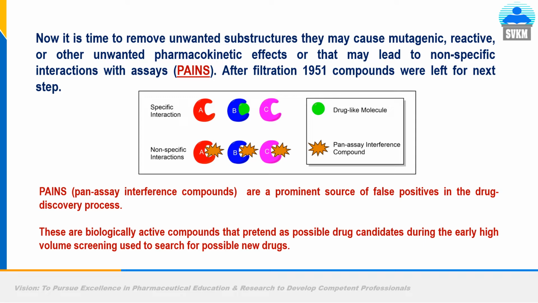So PAINS means pan assay interference compounds. They are a prominent source of false positives in the drug discovery process. So we have to identify them, we have to remove them.